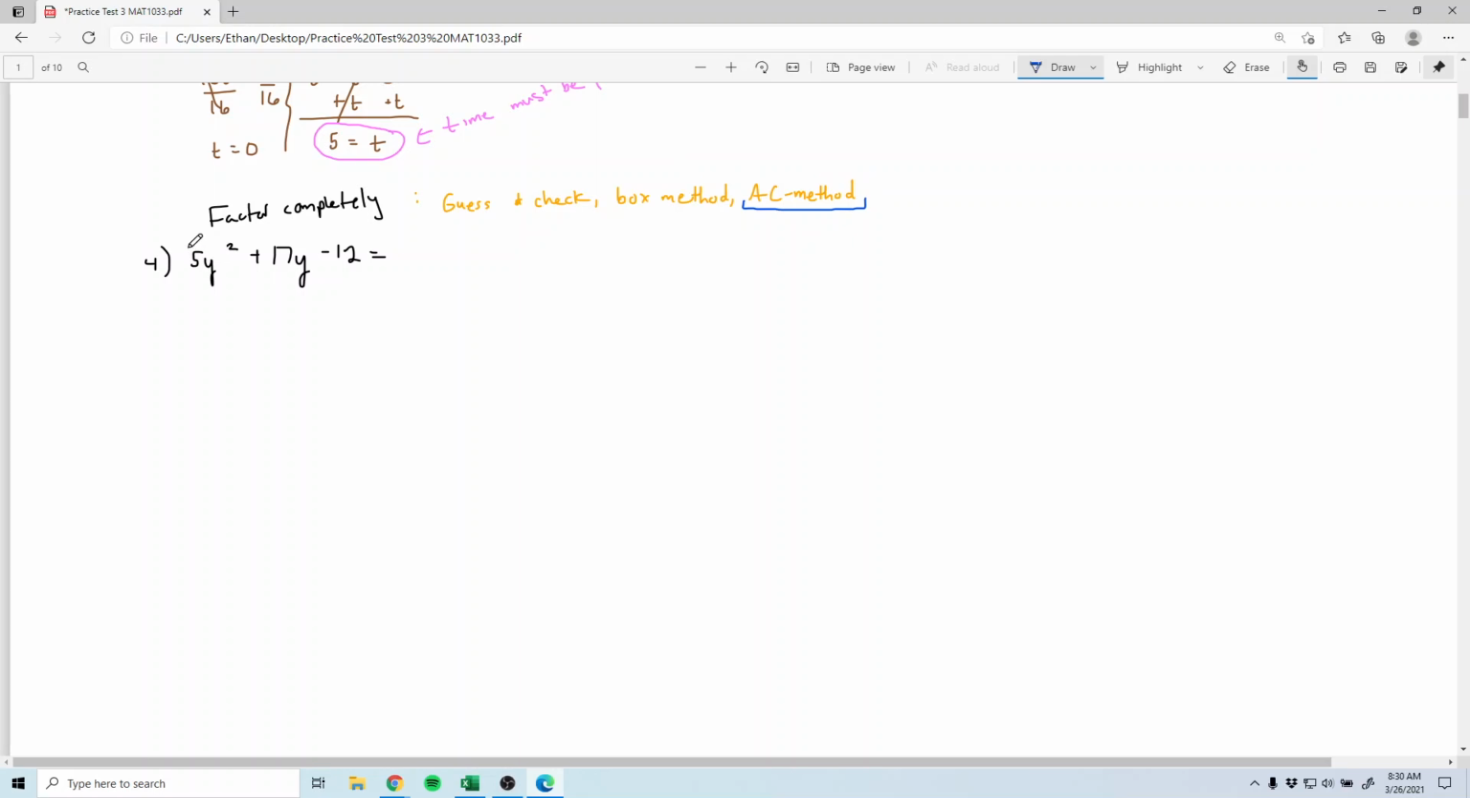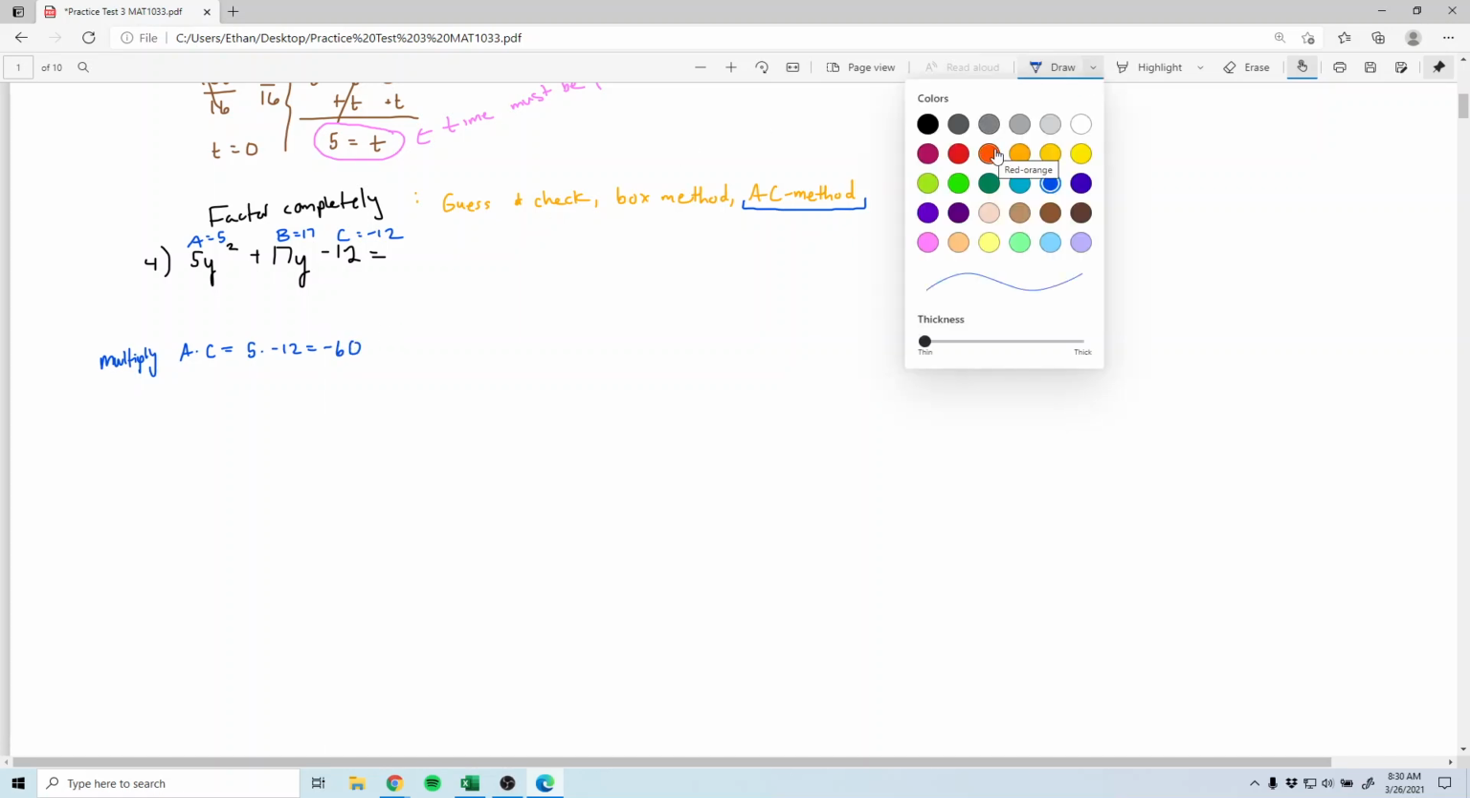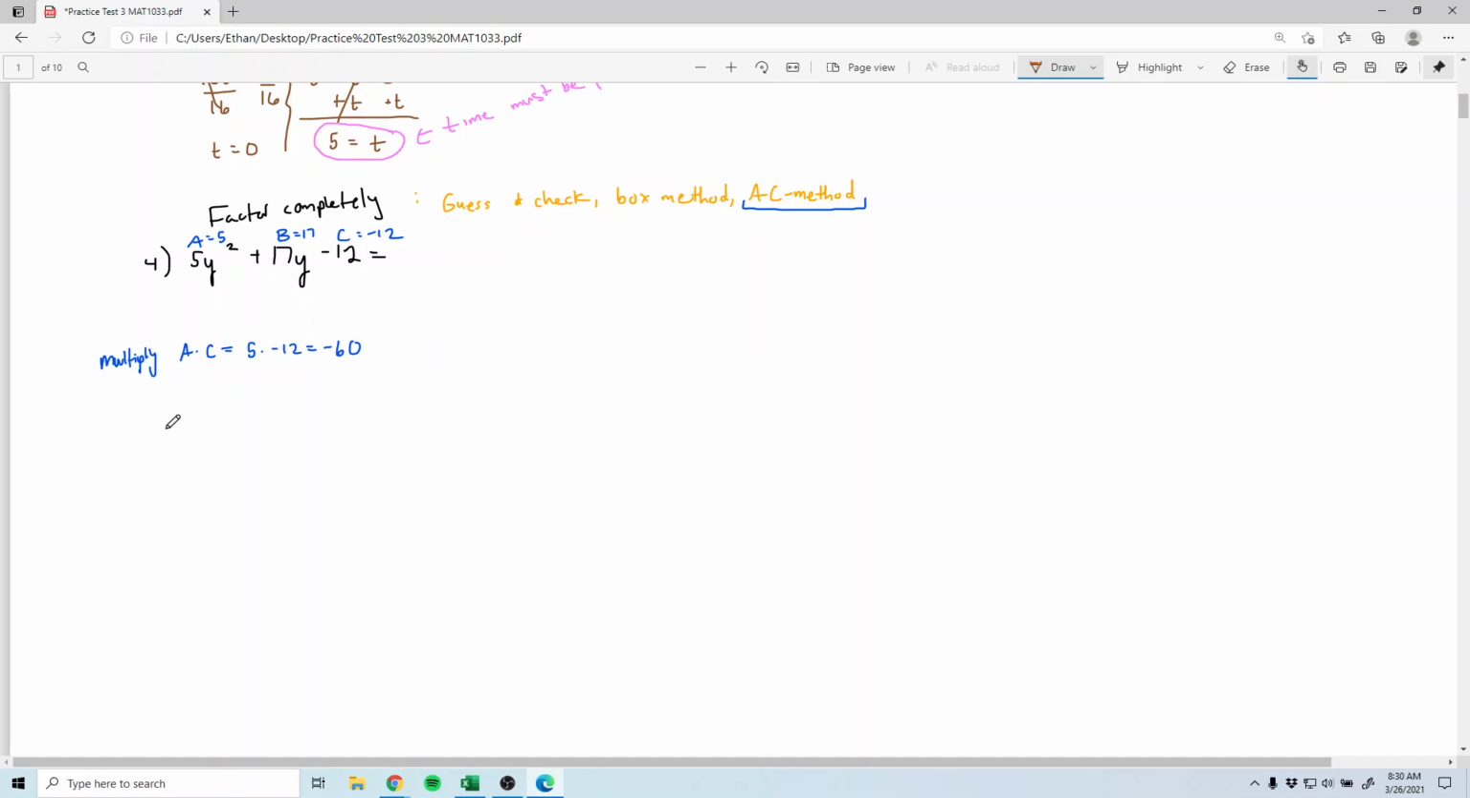The idea behind the AC method is you have your A, B, and C here. A is 5, B is 17, and C is negative 12. And we multiply A times C. That's why it's called the AC method. 5 times negative 12 equals negative 60. Now we just have to do that when A is not 1. When A is 1, you can just do the normal two numbers that multiply to this and add to that, and so on.